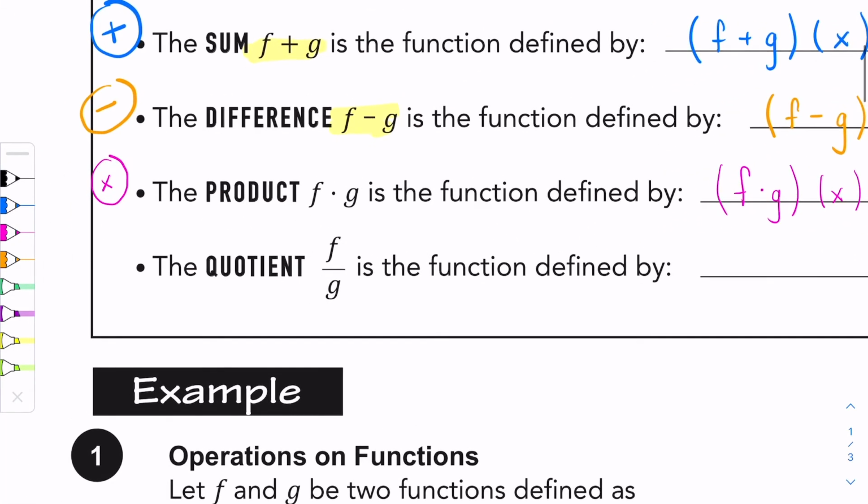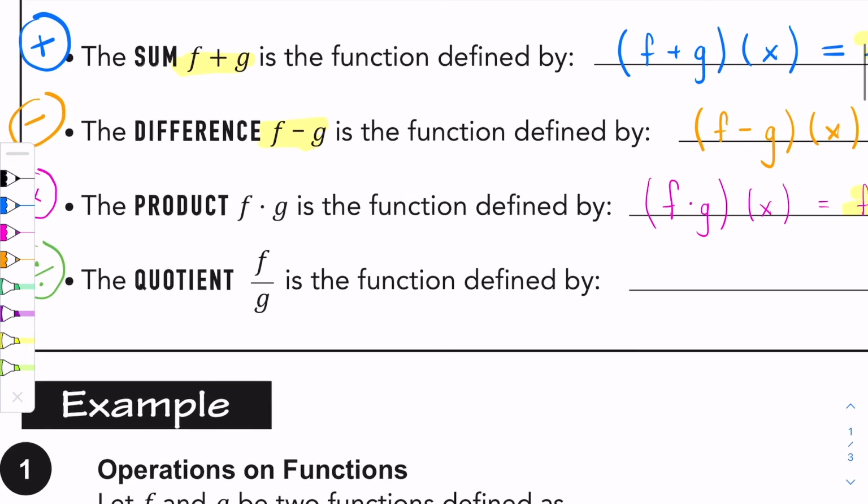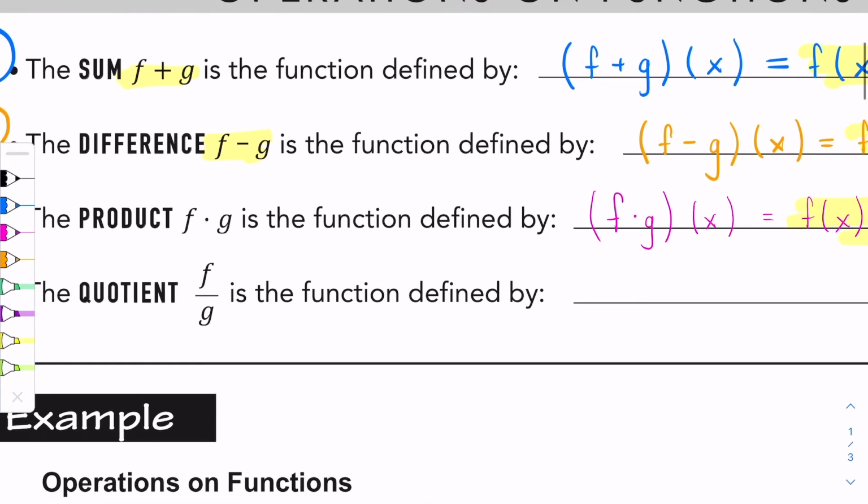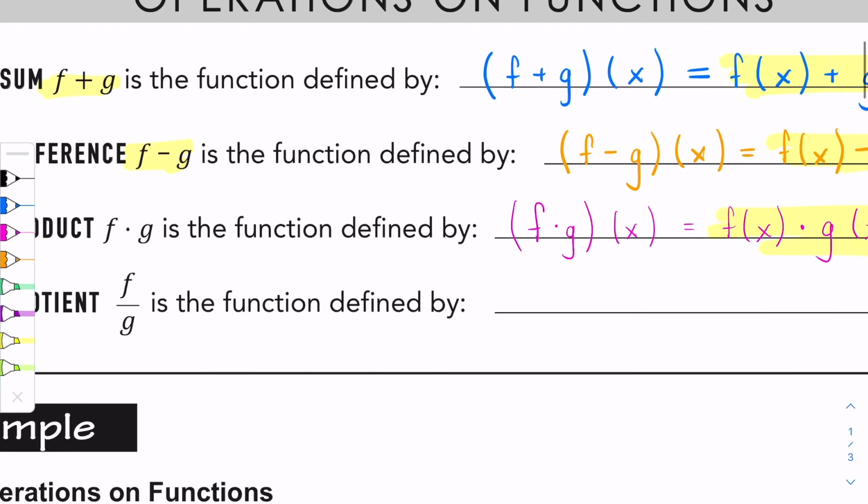Lastly, we're going to look at the quotient of 2 functions. Quotient means division. The quotient of f divided by g is defined by f over g of x, or f of x over g of x.